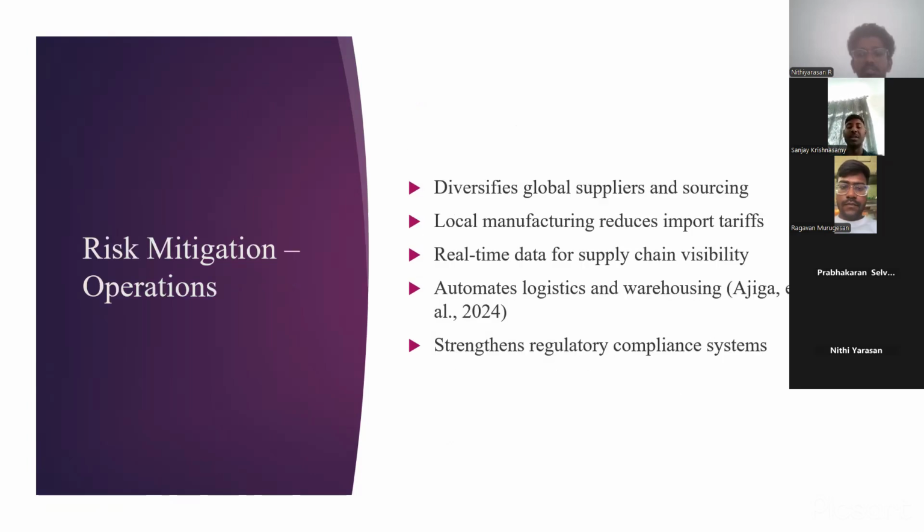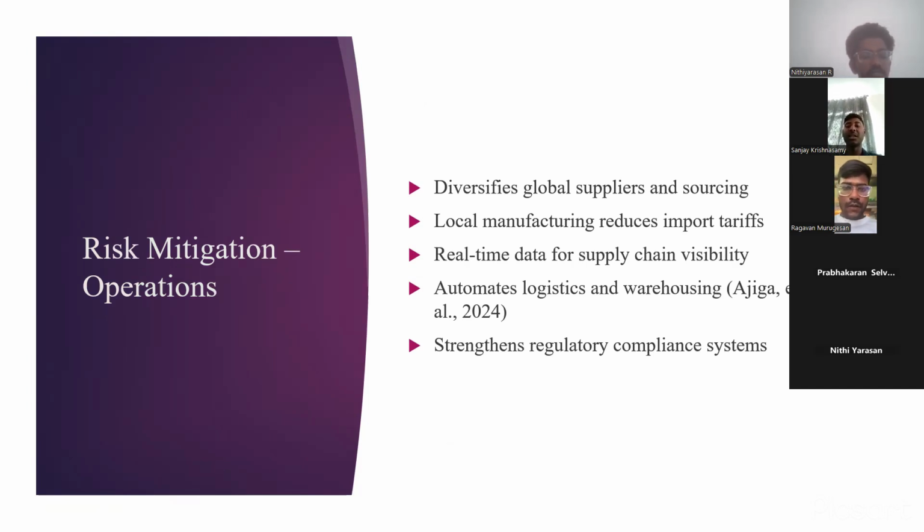Coming to the mitigation of operational challenges that P&G is facing: they diversify global supplies and sourcing, and also they are manufacturing locally to avoid tariffs, using real-time data for supply chain visibility, and also they are automating logistics and making sure their systems are compliant with regulations.